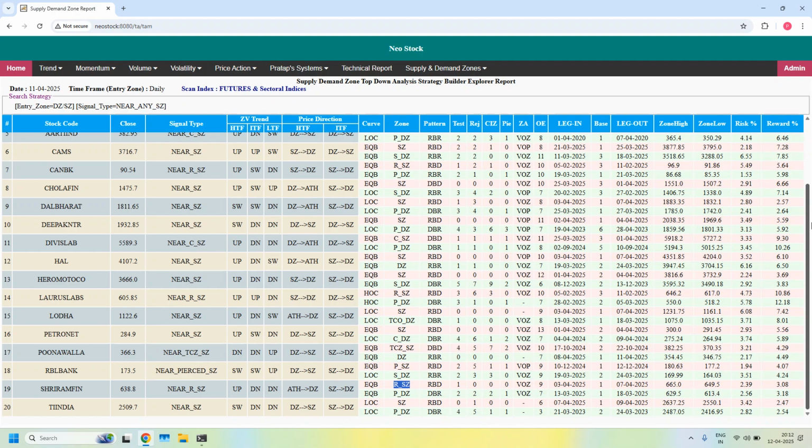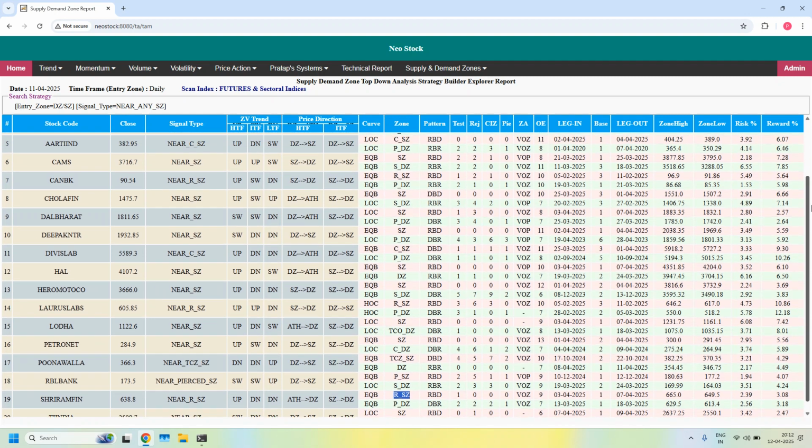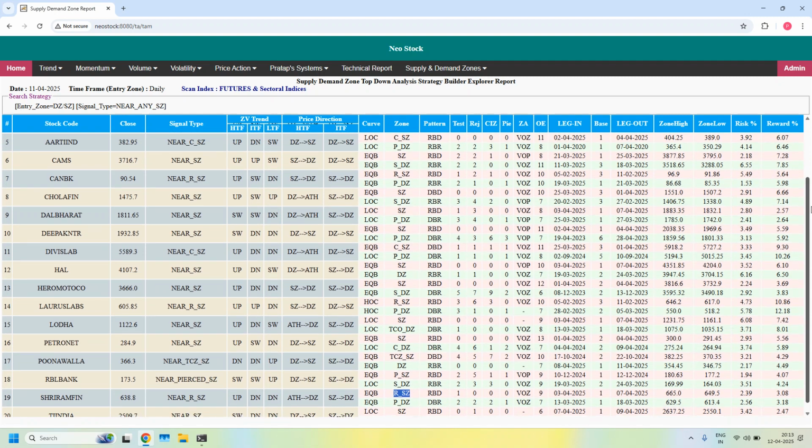Let me put all the high liquidity zones in the same frame. Aarti Industries is the first one, right? Yeah, starting with. So total 4 high liquidity daily supply zones we identified from this list: Aarti Industries, Canara Bank, Laurus Labs and Sriram Finance.